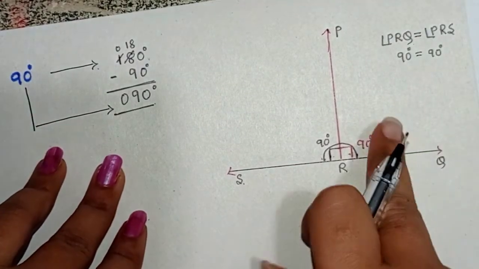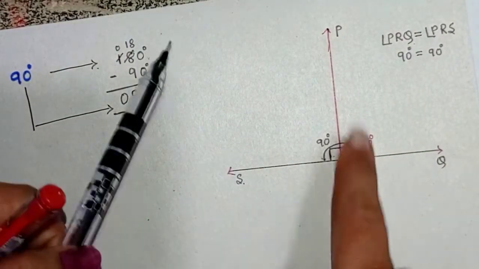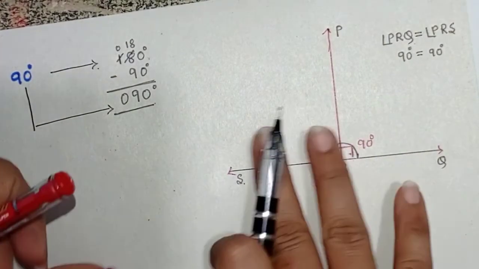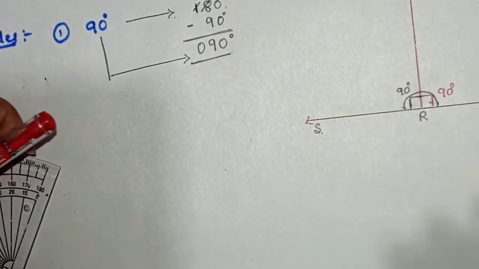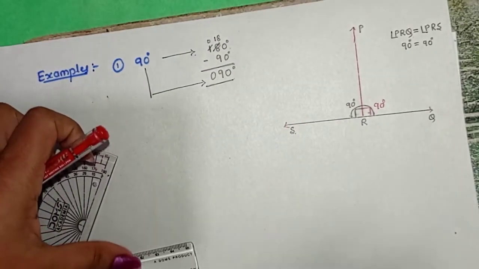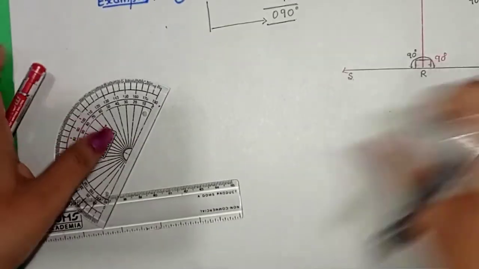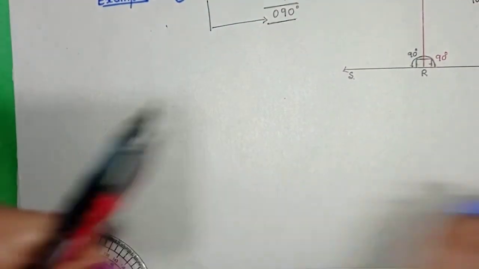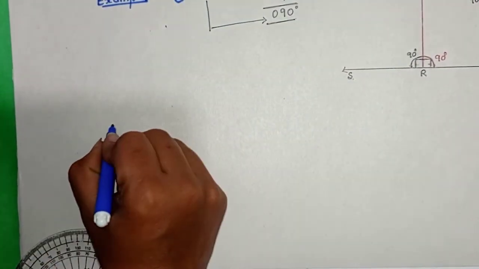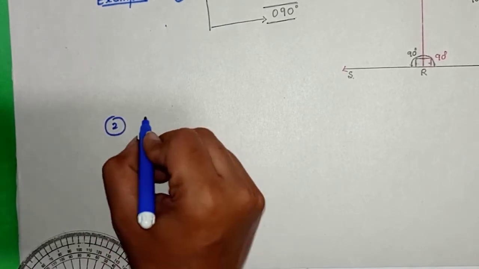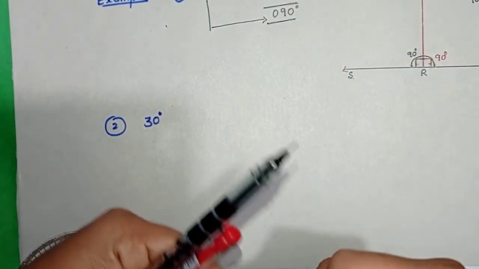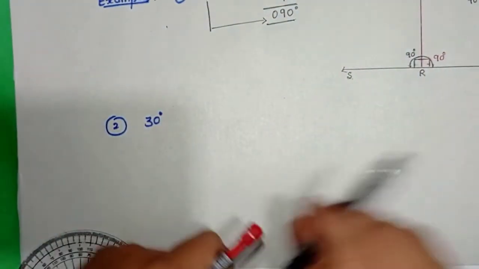But in every situation we won't find that both supplementary angles are equal. For that type of situation we'll take some more examples. I'll show you different examples here. If I take another example, say 30 degrees, what will be the supplementary angle for this? Let us find.